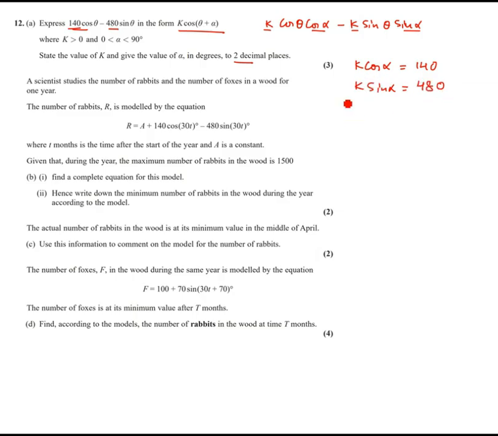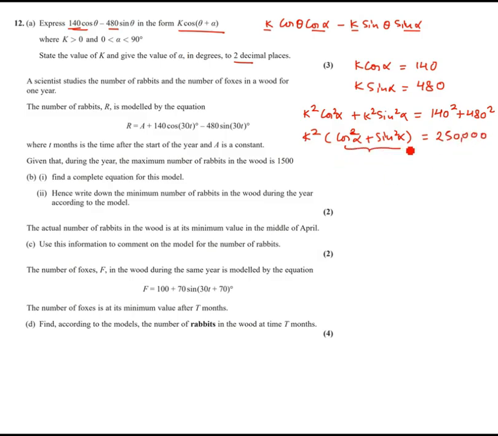Now to find k and alpha here, to find k, we square on both sides and add. So k squared cos squared alpha plus k squared sine squared alpha. You don't need to memorize any formulas here, just follow this trick. 140 squared plus 480 squared. Then factorize this, so cos squared alpha plus sine squared alpha equals 140 squared plus 480 squared, that gives me 250,000.